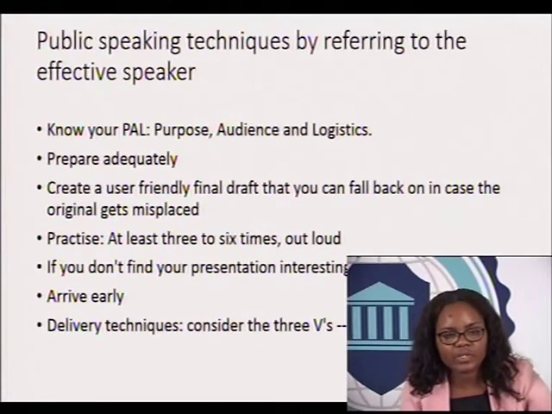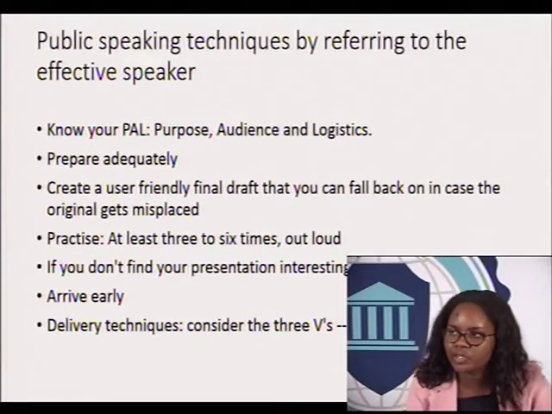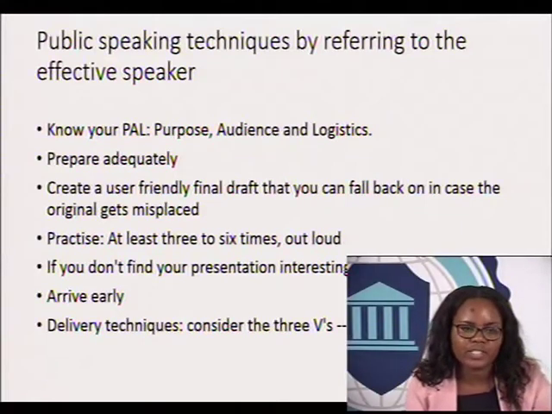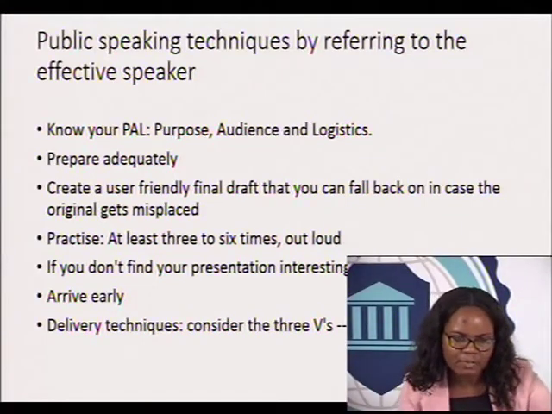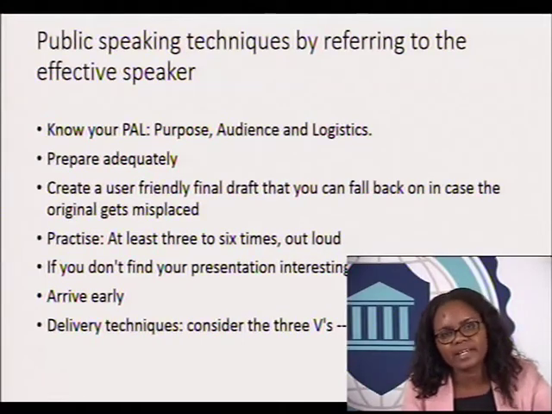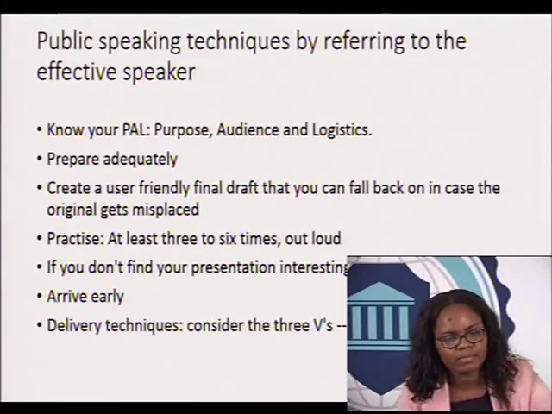and why you are talking to those people. Are you aiming to inform? Are you aiming to convince the people? You should know all these things. And the next point is prepare adequately. You have to prepare enough, so you will avoid making mistakes when you are in front of people.